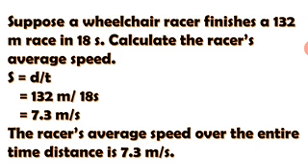So for example, suppose a wheelchair racer finishes a 132-meter race in 18 seconds. Calculate the racer's average speed. So average speed is equal to the distance divided by time. The distance is 132 meters and the time is 18 seconds. So divide, the quotient is 7.3 meters per second. So the racer's average speed over the entire distance is 7.3 meters per second.